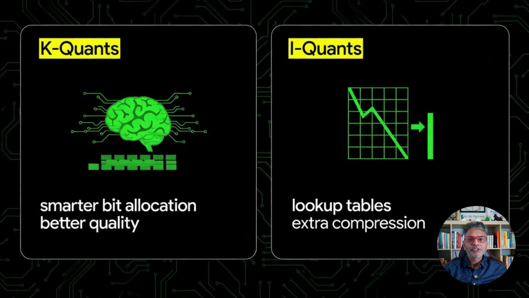You may also notice two main quantization families. The versions with a K in the name are called K-quants. They're designed to use bits efficiently while maintaining high quality. More recently, I-quants have appeared. They use lookup tables to achieve even smaller file sizes, sometimes at the cost of speed. For most users running local AI, K-quants are the safest and smartest starting point.